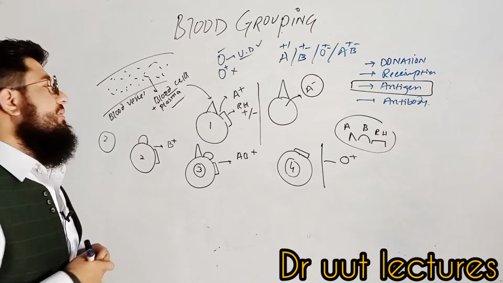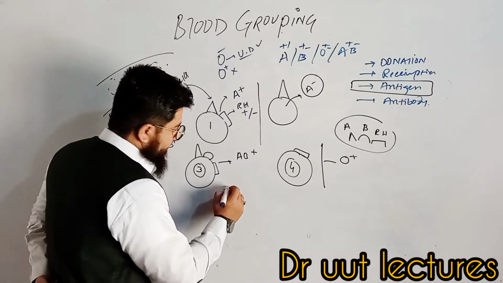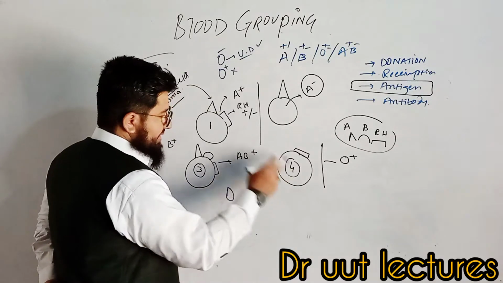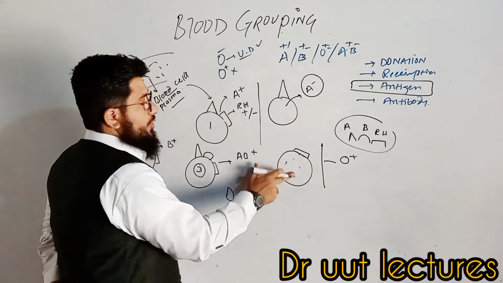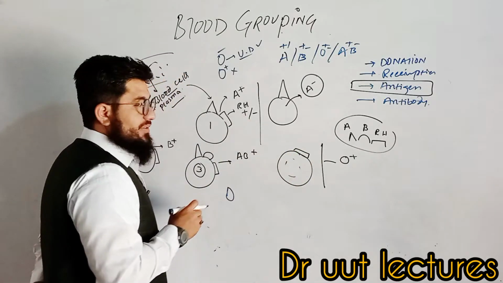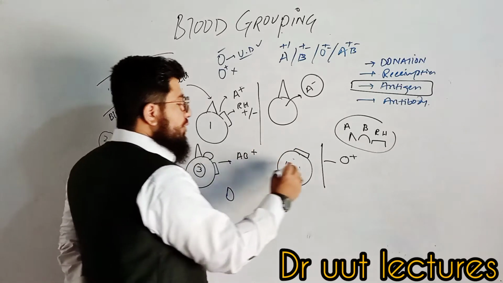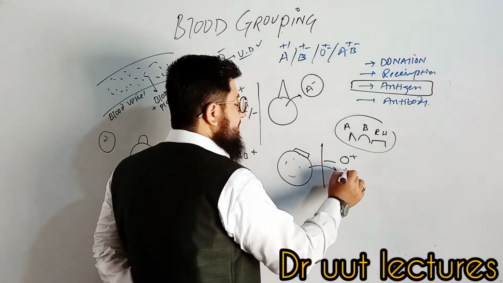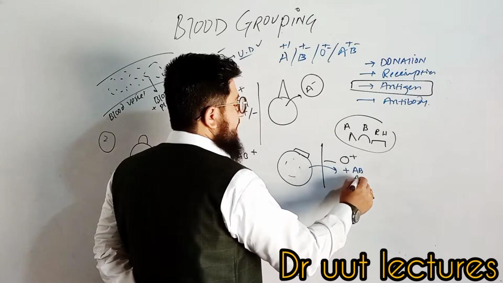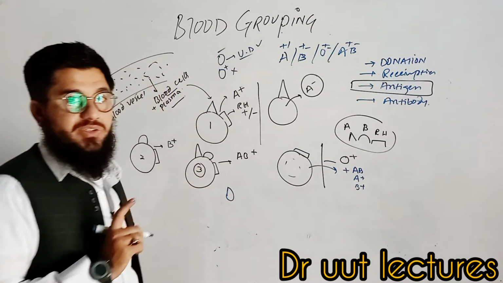Simple, very simple. The point is this: if you have O blood group, here's our O blood group, and you have Rh factor, so you are O positive, and you do not have any A or B antigen. So when you have just this factor, you can donate to positive, whoever is positive, A positive, B positive.